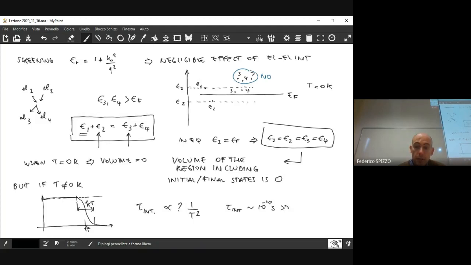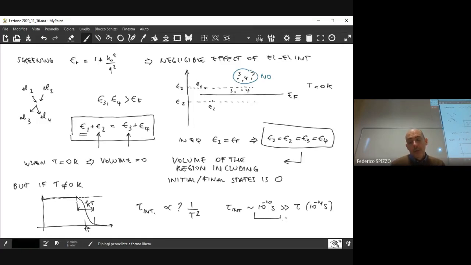And if you remember, this is huge with respect to the value of the relaxation time that we found in the Drude model, Sommerfeld model, that was on the order of 10 to the -14 seconds. So is it fine or not? Is it fine that we have this relationship between the two relaxation times or not? The answer is yes, because this is the relaxation time due to the electron-electron interaction.